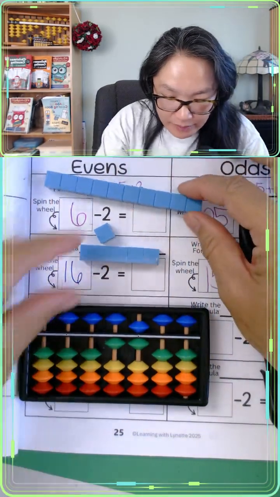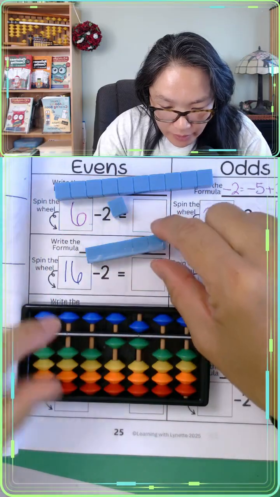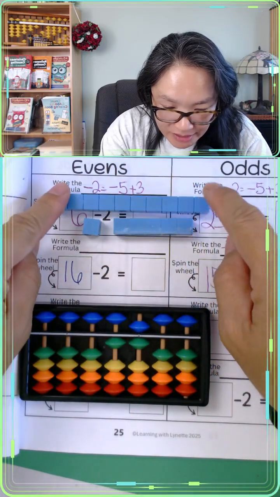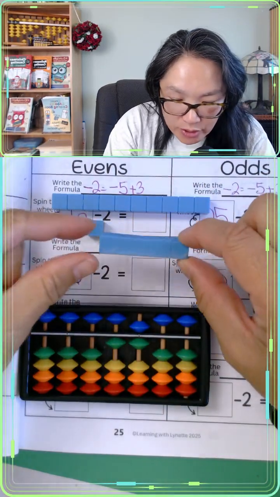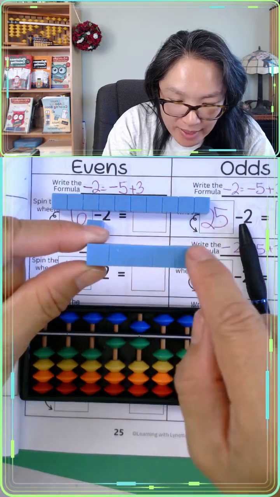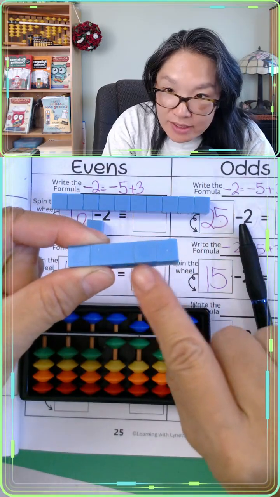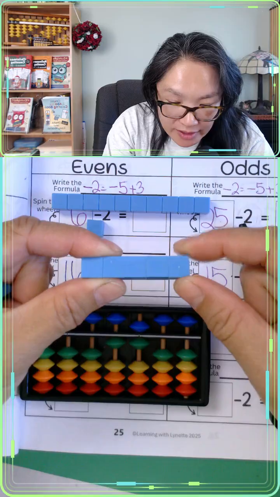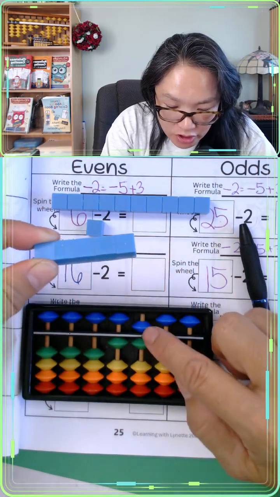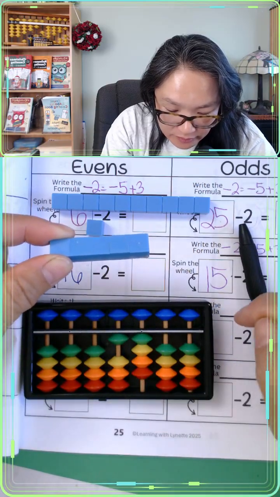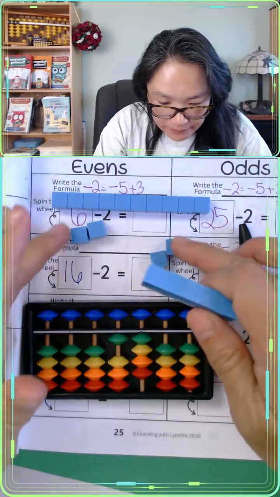We have 16 on the abacus. That's 1 and then 10. But I need to take away 2. I can't take away 2 because everything is attached. Can't do it. So what do we do? I know that 2 is inside this brick, inside this package. This is the 2. But if I take away the 5, I need to replace the 3. So to replace the 3, that's what I've got to do. If I take away the 5, I have to add the 3. So my final answer is 14.